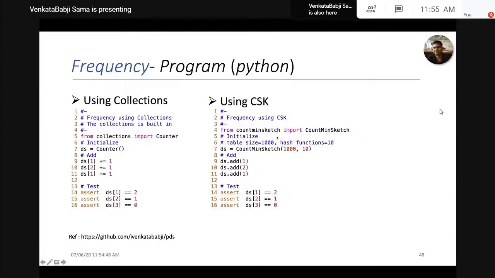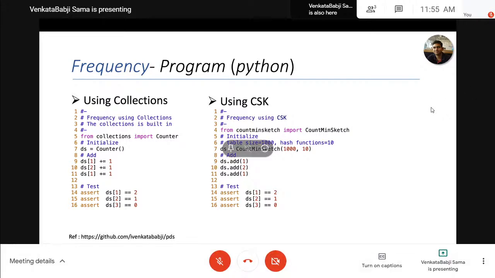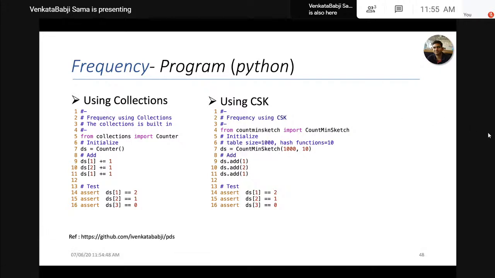Once you initialize the data structure, the rest of the flow is very much the same. You can add it. It just so happens that in Python the counter adds elements by plus, whereas here the function is add. But net the semantics are the same. Right. This is how the count mean sketch can help us count things, or it addresses the frequency problem very elegantly with a fixed amount of memory and fixed number of cycles for both insertion as well as query.